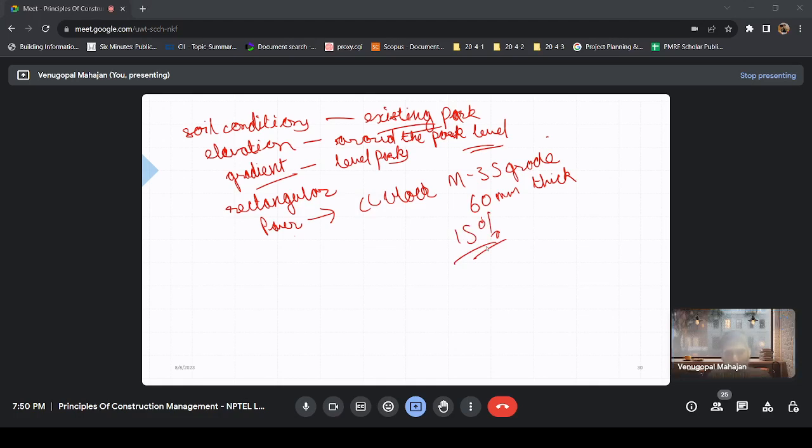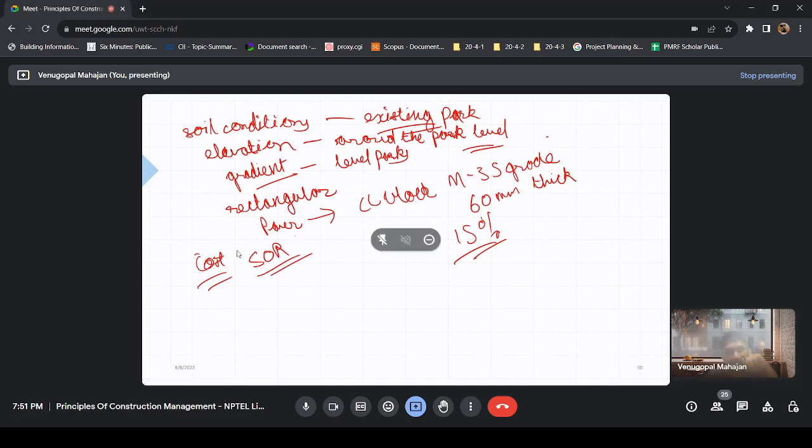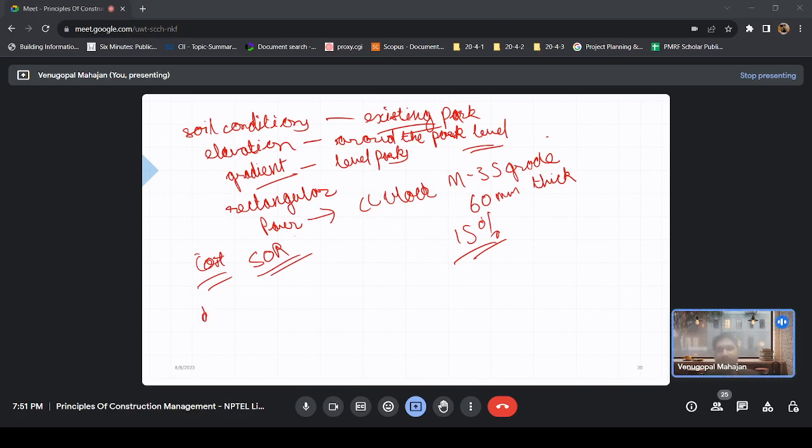Sir, what do you need on the labor side from me? Laying charges per square meter. For cost, I would provide you with the schedule of rates. It will be item rate. You have to make a detailed estimate, and item rate. So what does item rate mean?